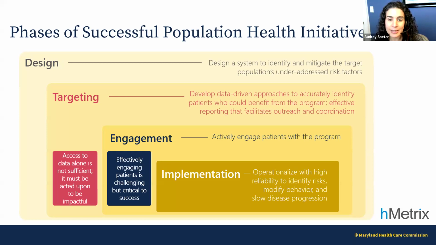And our last phase here is the implementation phase. So this is when you are ensuring that you are operationalizing your program reliably, that all clinicians have a similar approach, you have reliable implementation across everybody involved, and that you are able to identify risks, you are able to modify behavior, you're able to slow disease progression, maintain quality of life, all of the attributes of your program that you're trying to accomplish. That is where we are seeing those measures of success.